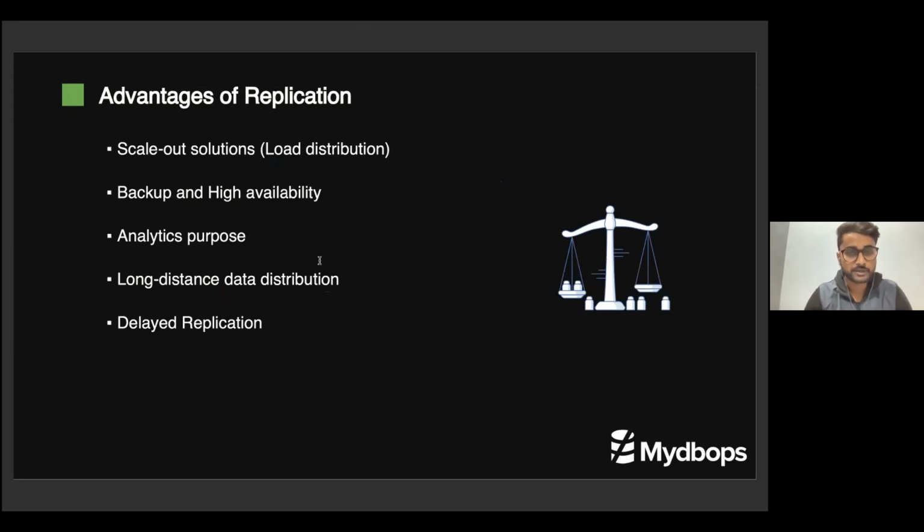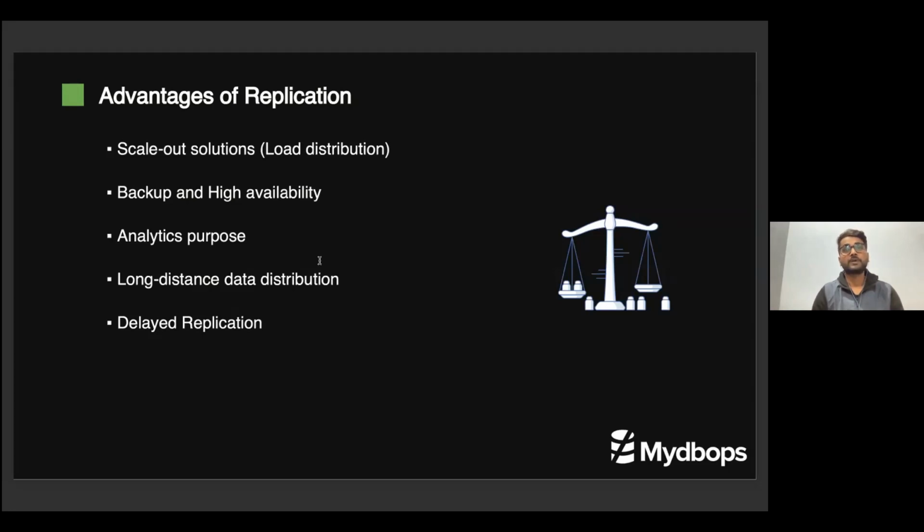Advantages of replication. Load distribution means we can have multiple replicas which can be used to handle read requests. Normally, if we have a standalone server, then writes and reads will both come to the master, which can decrease performance. So to scale out, we can have multiple replicas which will serve the read requests. Replicas can also be used for backup and high availability.